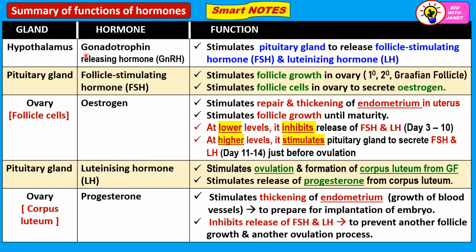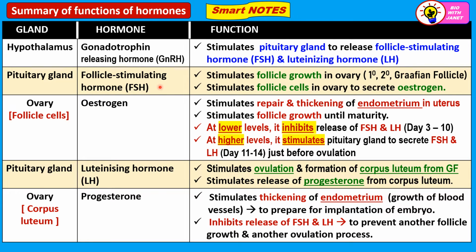G for, you take the first letters of each name of the hormones. Now, it's also important to note that one hormone stimulates the release of the next hormone. Each hormone stimulates the release of the next hormone. For example, gonadotrophin releasing hormone, GnRH, stimulates the pituitary gland to release the follicle stimulating hormone.